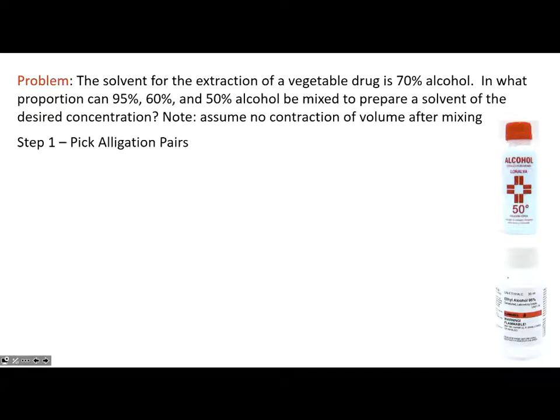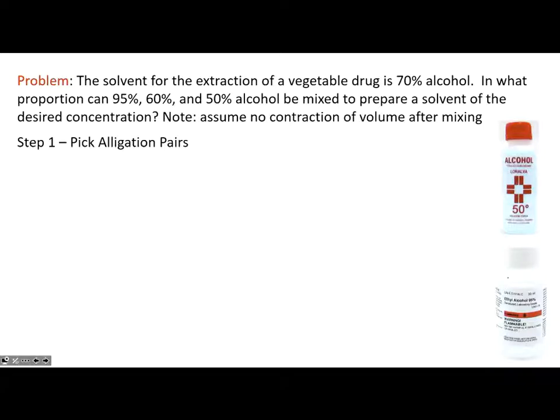This question says, a solvent for the extraction of a vegetable drug is 70% alcohol. In what proportion can 95%, 60%, and 50% alcohol be mixed together to make that desired concentration? So we have three ingredients, 95, 60, and 50. Mix those three ingredients so that we get a 70%. And again, I'm not calculating for volumes in this question, I'm just setting up the proportions. So I'm essentially doing just the first part of the alligation. All right? So this is really useful.